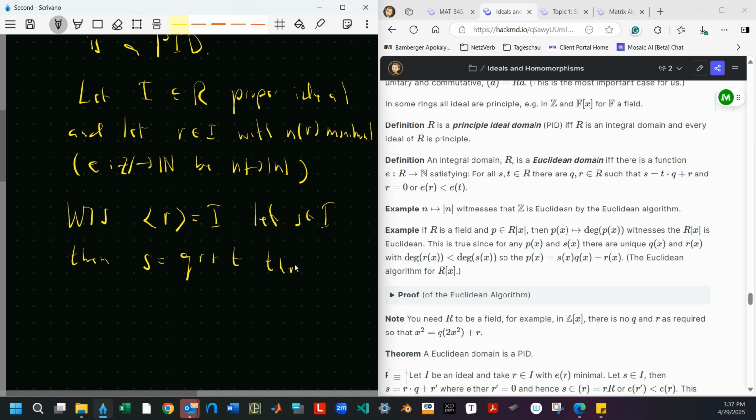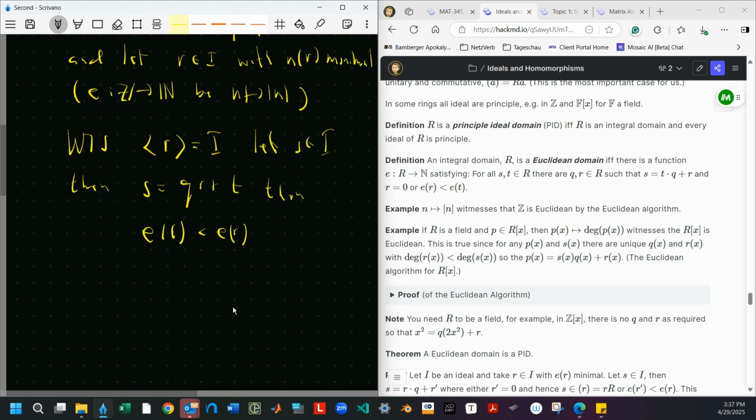Then what do we know? Well, we know that E of T is less than E of R in this case. And we know that S and QR are elements of I. Why is that? S is just taken to be an element of I, and R is an element of I, so if I multiply R by Q, we stay inside I. That's a property of being an ideal. And so in particular, T is an element of I, because it's just S minus QR. But E of T is less than E of R, and that's a contradiction.